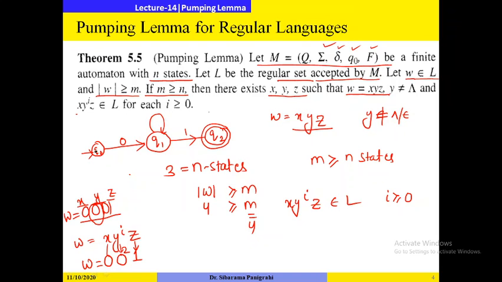Okay, so q, by taking 0 it goes to q1. Here it can take any number of zeros. Then finally when it gets a 1, it goes to the final state. So for every i greater than or equal to 0, that string should be accepted by that finite automata. So if that is accepted by the finite automata, it means it is a regular language.